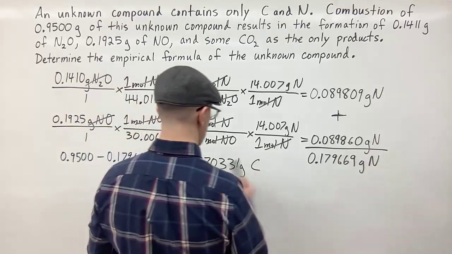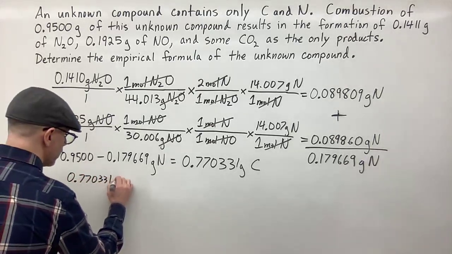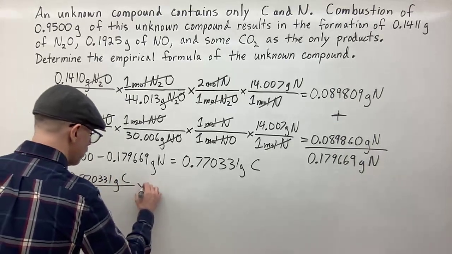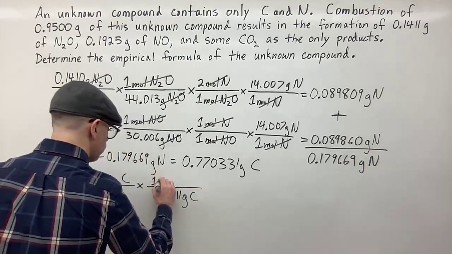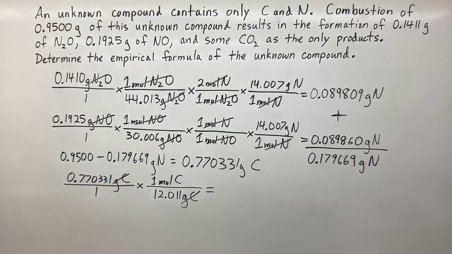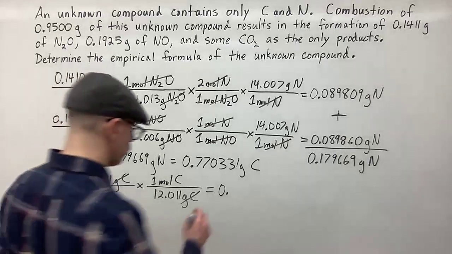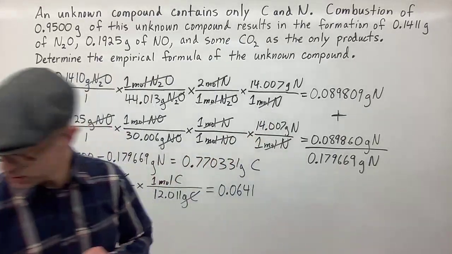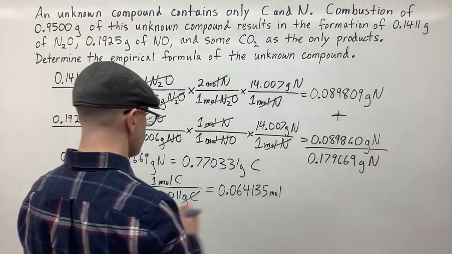So let's do that. Next I'm going to take the 0.770331 grams of carbon. I'm going to use the molar mass of carbon, 12.011 grams of carbon on the bottom, 1 mole of carbon on top, grams of carbon cancel out. And so the moles of carbon that I calculate is going to be equal to 0.064135 moles, and that's moles of carbon.